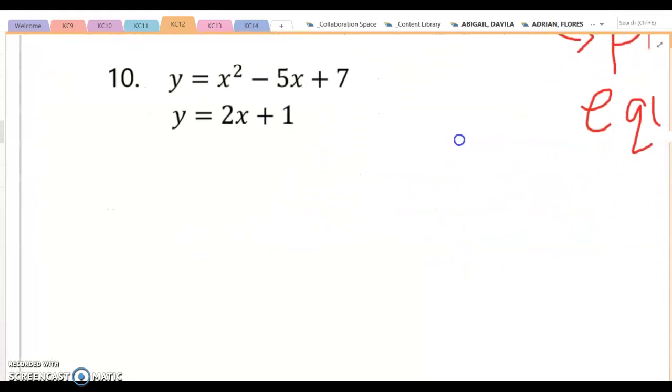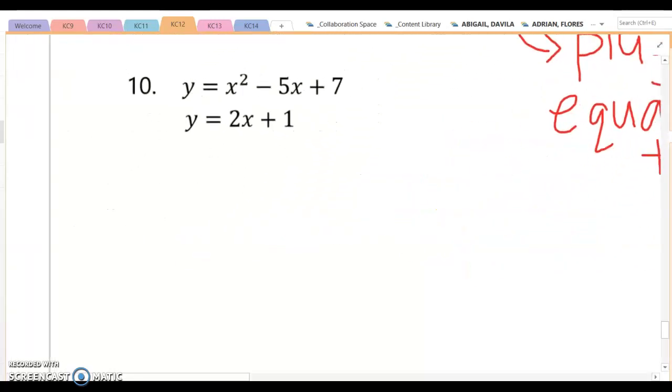So in this case, we've got x squared minus 5x plus 7, and then y equals 2x plus 1. So we want to look for what our two equations have in common. They both have y, which is very helpful. So if they both have y, we can actually just take this 2x plus 1 and plug it in, substitute. We're taking one equation and plugging it into the other.